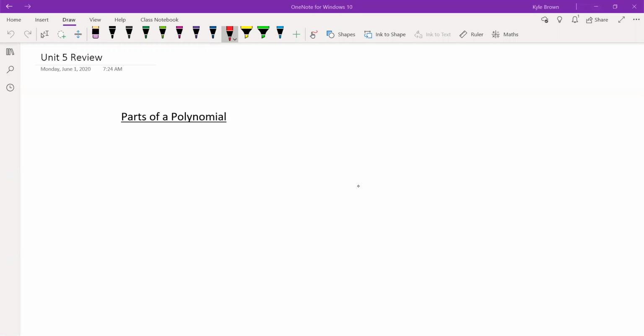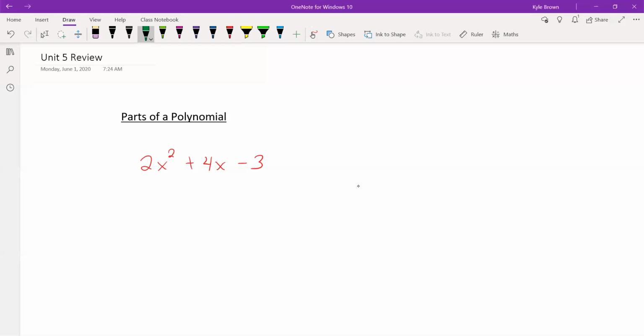Okay, Unit 5 review. So, parts of a polynomial. First off, a polynomial is what we're talking about is something like this, right? Let's say we had 2x squared plus 4x minus 3, okay? Now we can talk about the different parts of this polynomial because there's a few names we have to remember here, right?